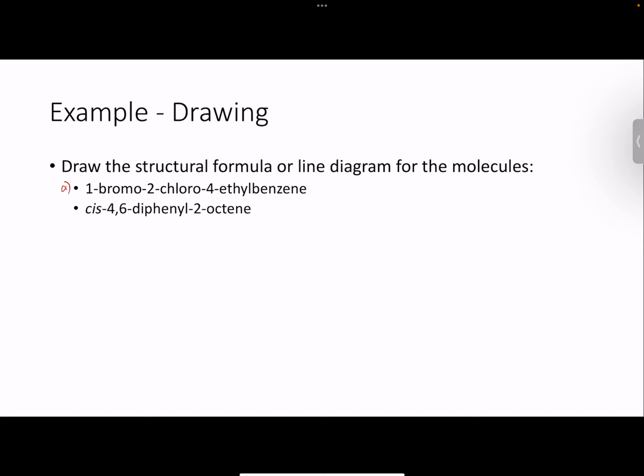So if we call these A and B, if I start with A, I always want to go to the end because I see the parent. So I know that I'm drawing a benzene molecule here. The parent chain is always listed last, and that's the longest or the biggest carbon chain that all the branches attach to. So from there, I've got a bromine on 1, a chlorine on carbon 2, and an ethyl group on carbon 4. Now, it doesn't matter where we start numbering. I'll just start from the top.